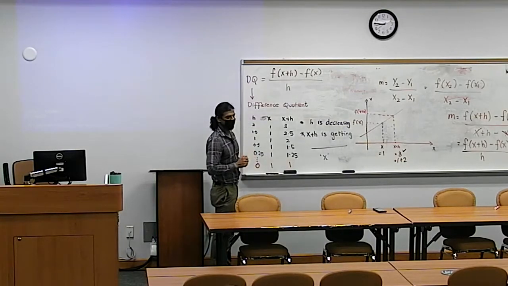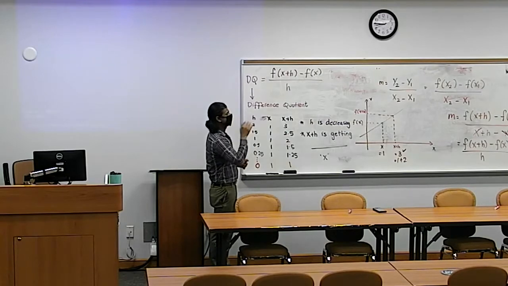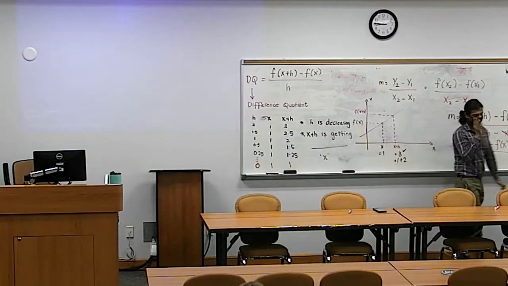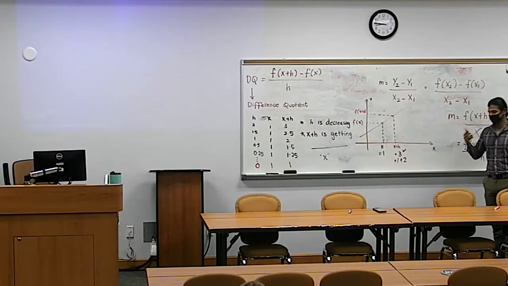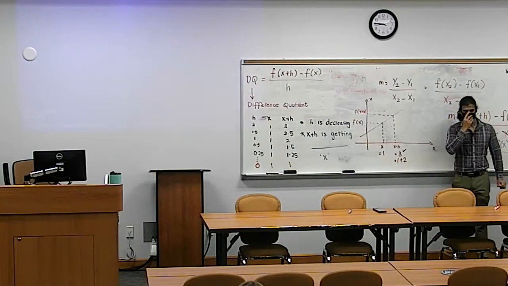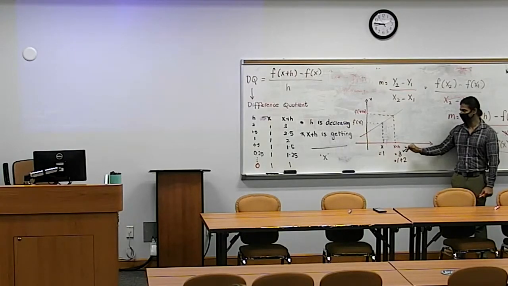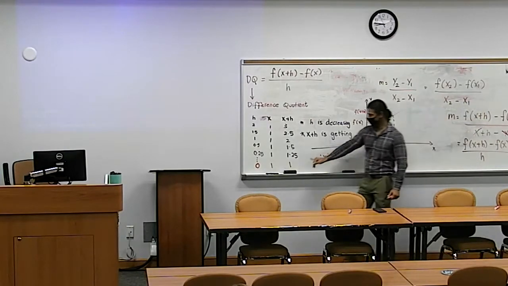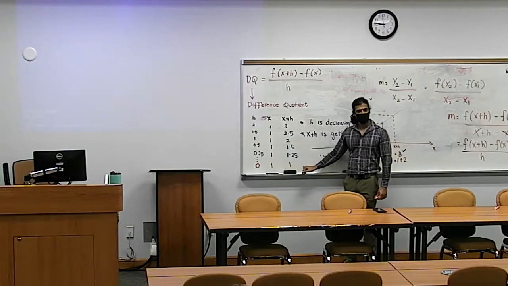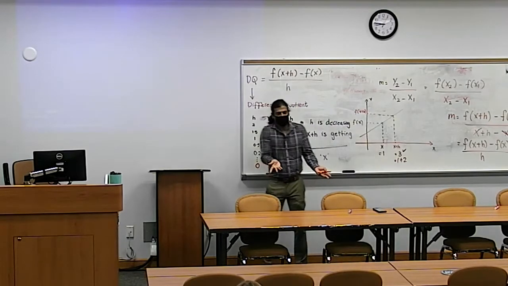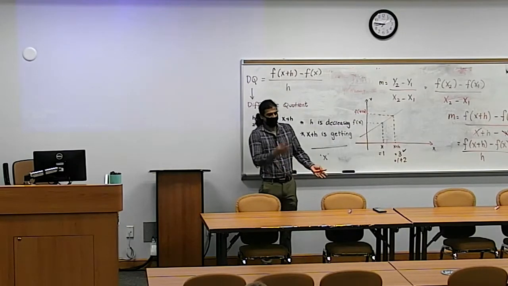Right? But here is the catch. If you plug in h as 0, what would you have for x? Where would you land? If h is 0, what happened to x plus h? It is the same value as x, right? In other words, you didn't move at all. You're just at x, correct?